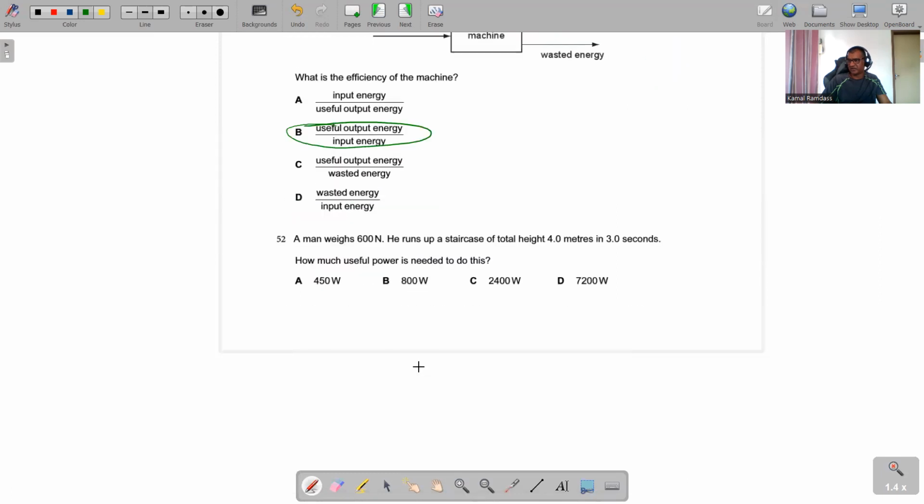A man weighs 600 newtons. He runs up a staircase of total height 4 meters in 30 seconds. What useful power is needed to do this? We take 600 multiplied by 4, the potential energy, divided by 30. 2400 divided by 30, we get 80 watts.